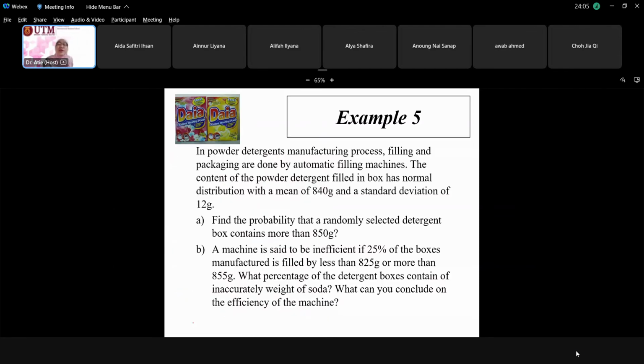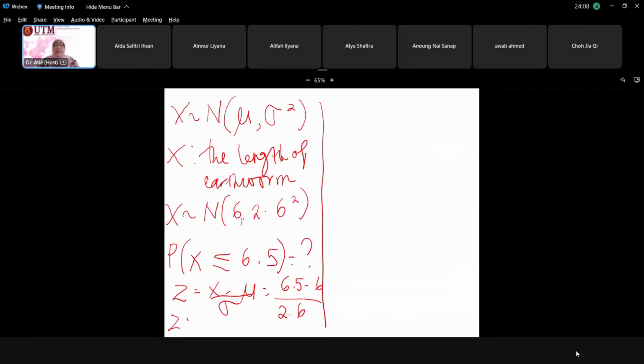Can somebody calculate it for me, please? What is the value of Z? Anyone? Okay, 0.19. Thank you, Atika. So this is the first step that we have done, right?